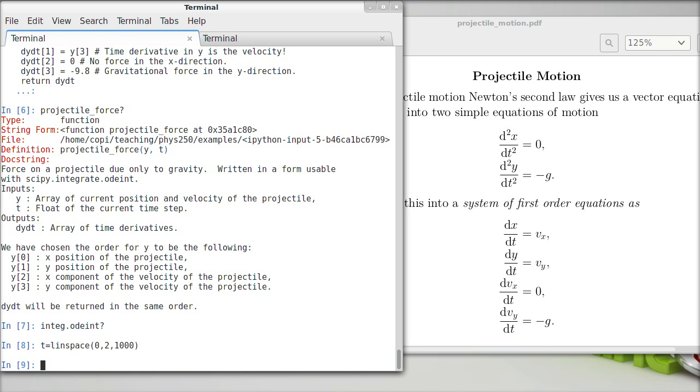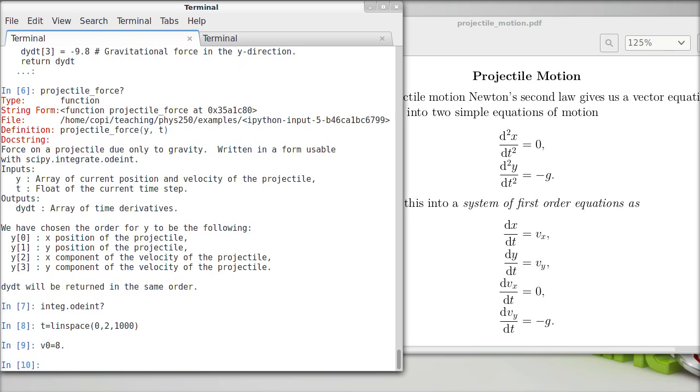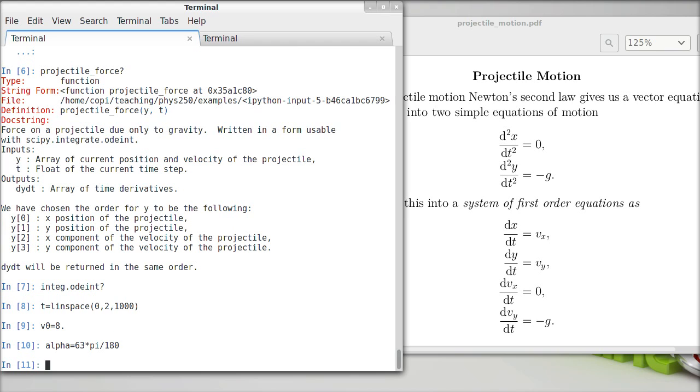We also need to specify y0. Now to specify the initial conditions, we pick some initial position for x and y, and we pick some initial velocities. It's convenient to pick some magnitude for the velocity. So here, let's just choose 8 meters per second, and some initial angle. Okay. Here, let me arbitrarily choose 63 degrees. I convert it to radians because that's more useful when we want to actually calculate what y0 is.